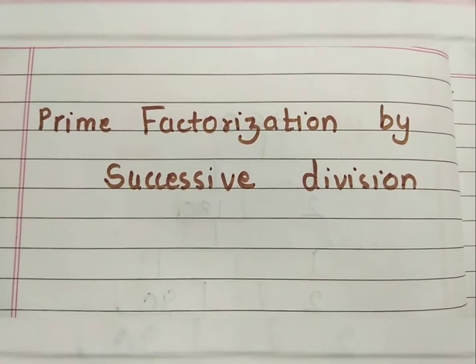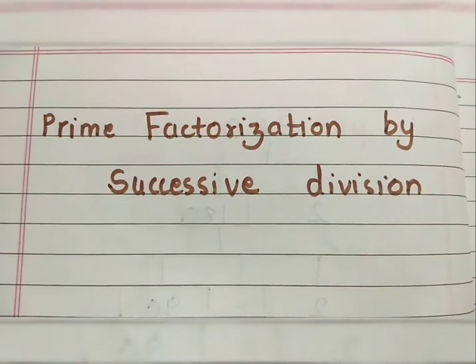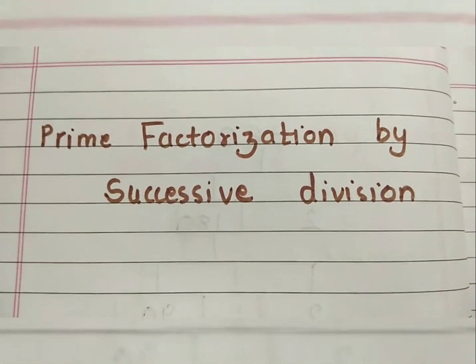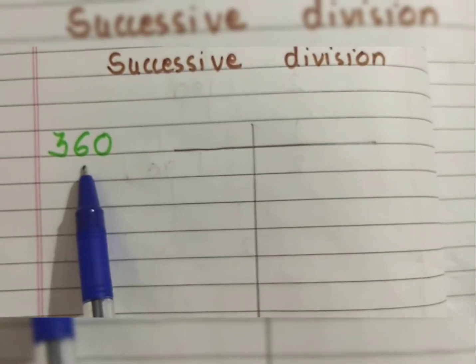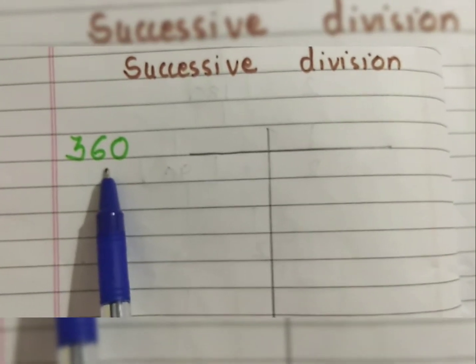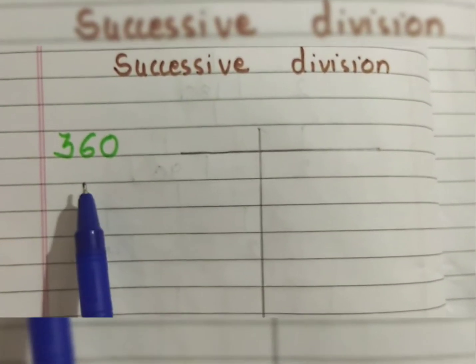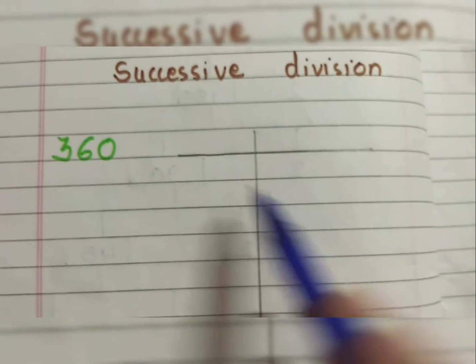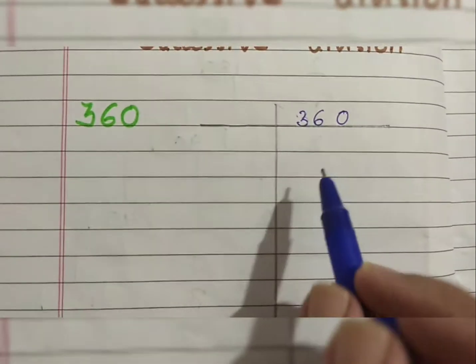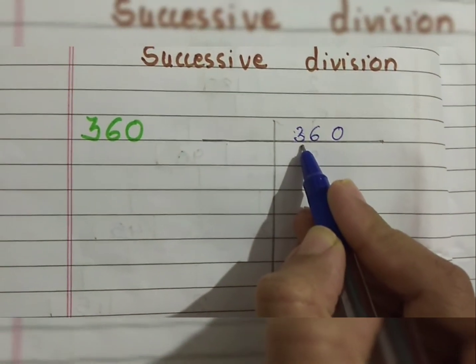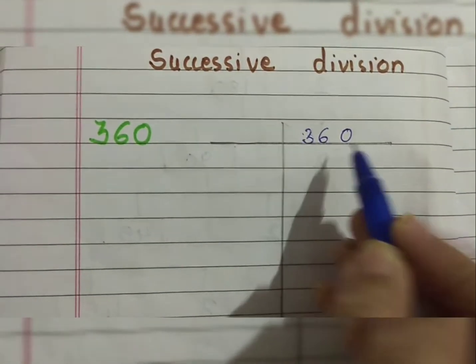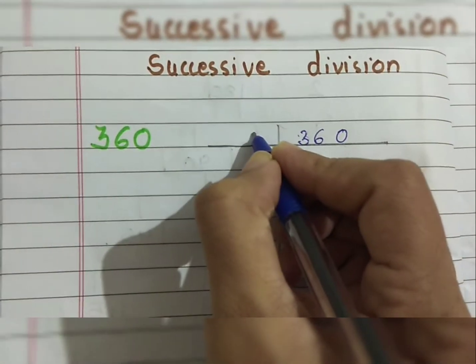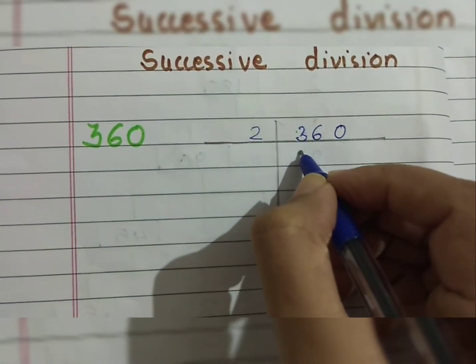In this video, we will learn prime factorization by successive division. We'll take 360 as an example. We'll find out the prime factors of 360 using successive division. So this is how you're supposed to draw. We'll start with the smallest prime number, that is 2. So 360 is divisible by 2. So we'll write down the smallest prime number, that is 2.